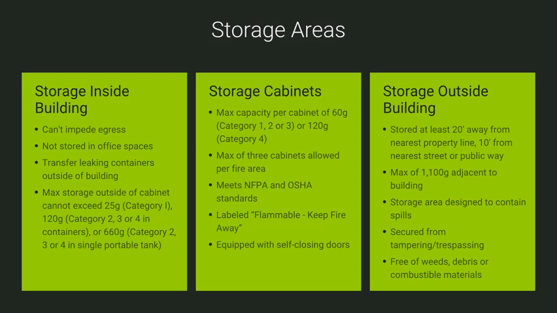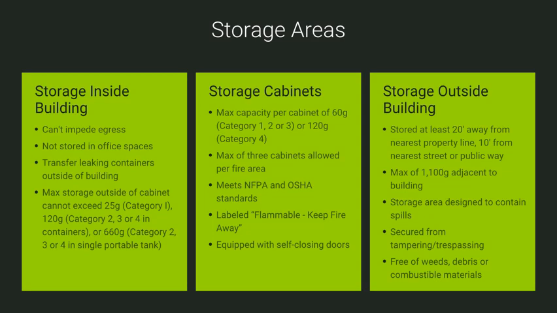Storage cabinets allow branches to store more flammable liquid in a single location. The maximum capacity of a single storage cabinet is 60 gallons of Category 1, 2, or 3 liquids, or 120 gallons of Category 4 liquids. Up to 3 storage cabinets are allowed in a single fire area. These cabinets must meet NFPA and OSHA standards and be clearly labeled with "Flammable, Keep Fire Away" markings. The Uniform Fire Code also requires that all storage cabinets have self-closing doors.